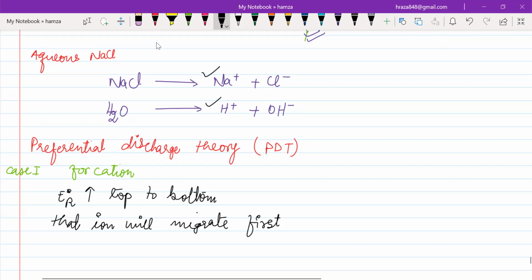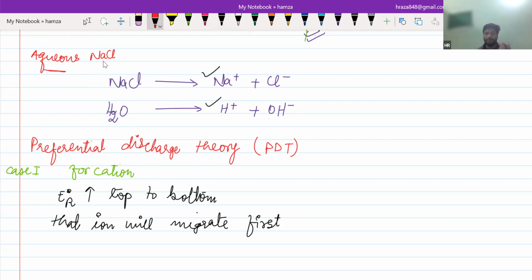So what I just said, see, we took aqueous solution. So aqueous NaCl, that means NaCl, and there is also a pretty good quantity of water. So NaCl will be dissociated into Na+ and Cl-. In the molten state, the quantity of water is not significant enough to consider. But in aqueous solution, we consider H2O because its quantity is large. So H2O will also give H+ and OH-.